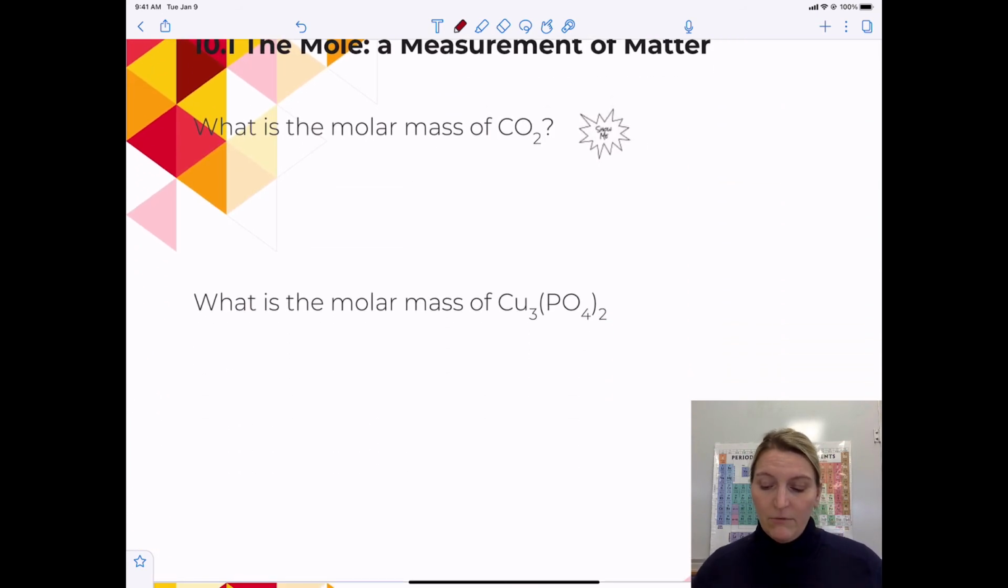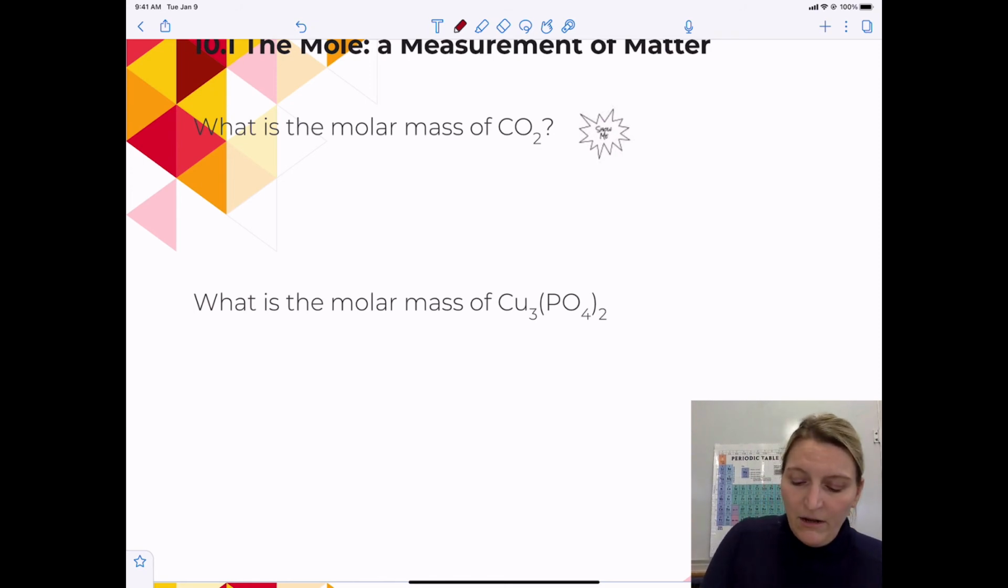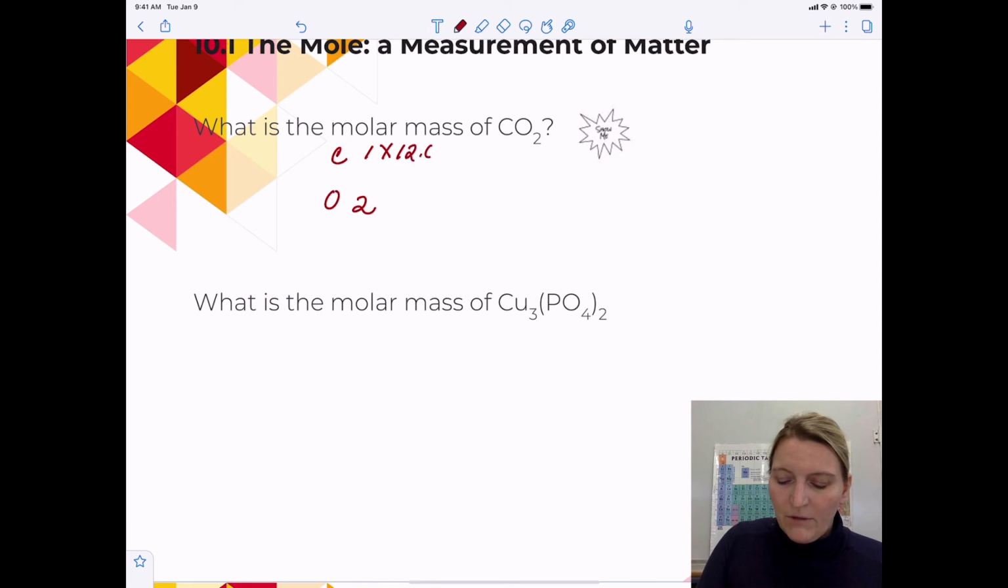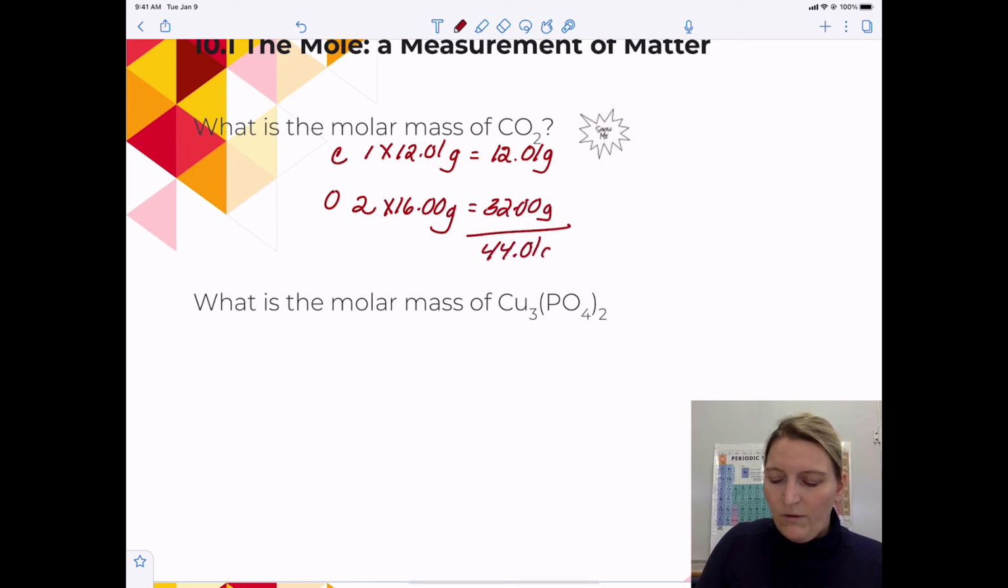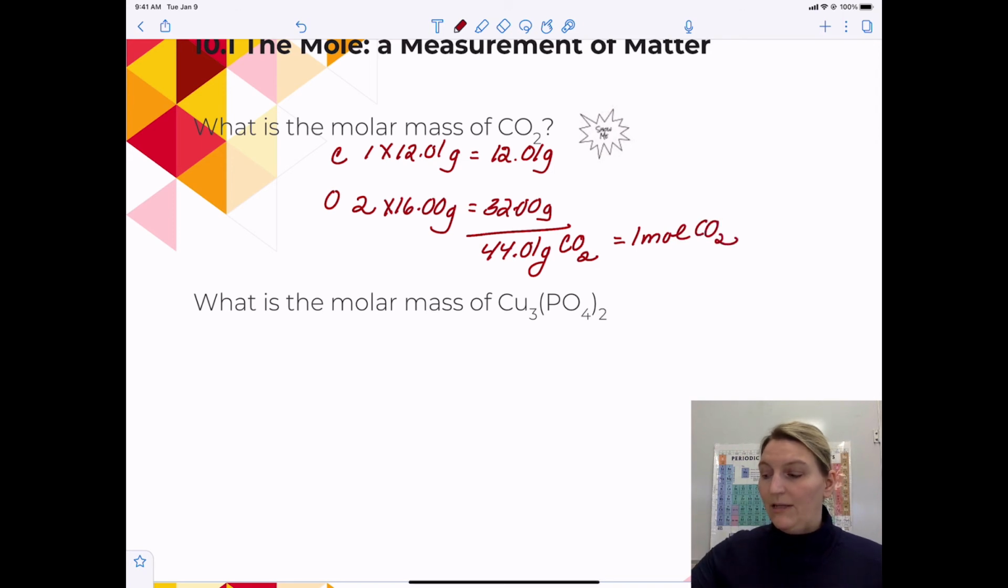So we have 2 problems here, the molar mass of carbon dioxide and the molar mass of copper 2 phosphate. For the molar mass of carbon dioxide, I just write out the 2 elements, carbon and oxygen, how many of each there are, and then multiply them by the numbers on the periodic table. And so 1 times 12.01 is 12.01. And this is 32.00, and then I add them up to get 44.01 grams. What does that mean? 44.01 grams of CO2 is equal to 1 mole of CO2, meaning like 6.022 times 10 to the 23rd molecules.